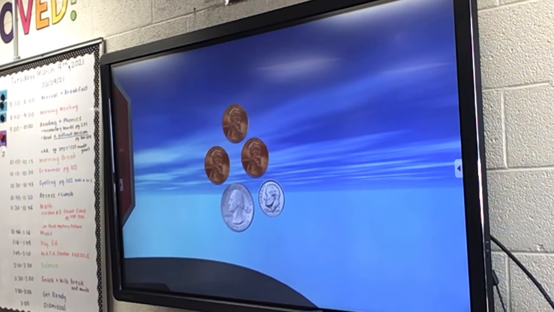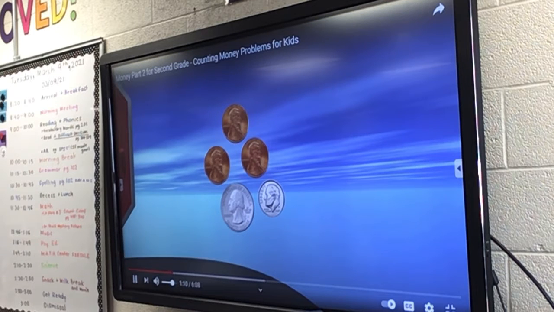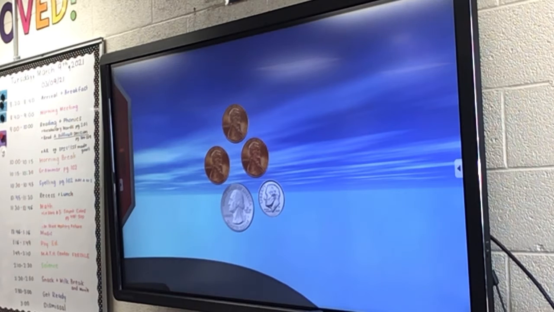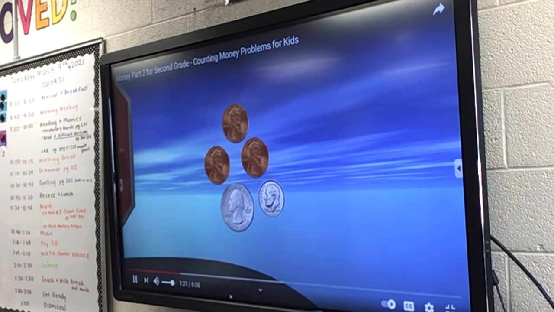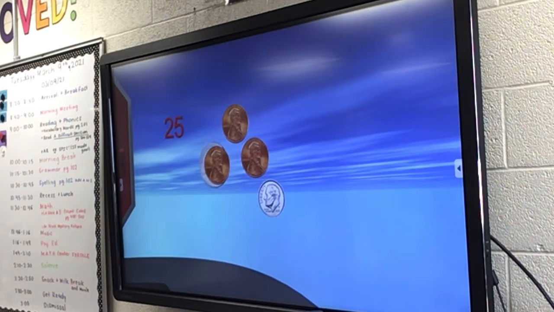All right, we're at our first checkpoint, and here's the problem we have to solve. Here we have some coins, and we need to count them to get past this checkpoint. When we count money, it is a good idea to start counting the coin with the most value. Here we have a quarter, a dime, and 3 pennies. Which of these coins has the most value? The quarter has the most value. Good job. We know it is worth 25 cents.